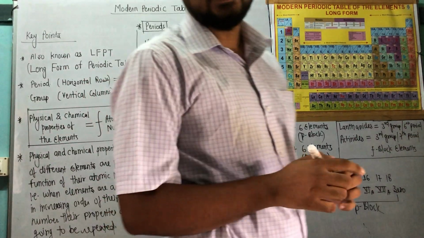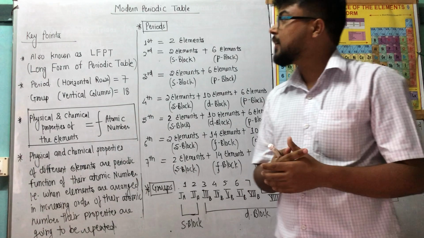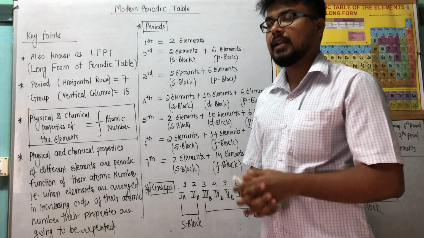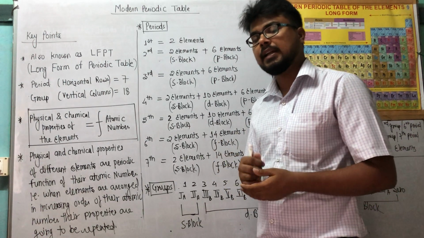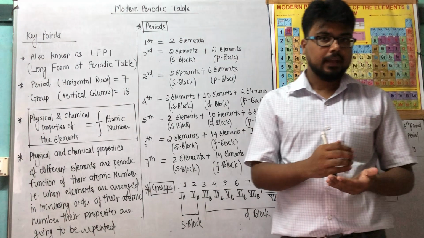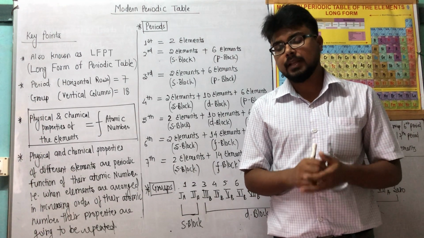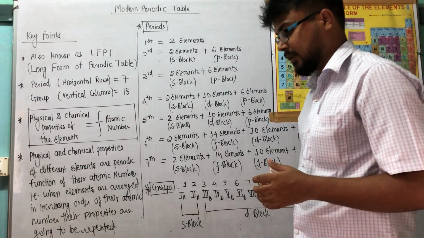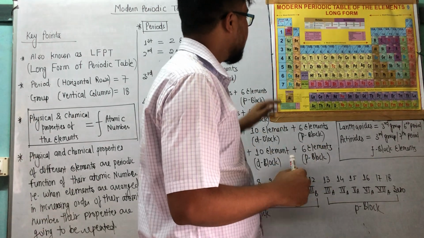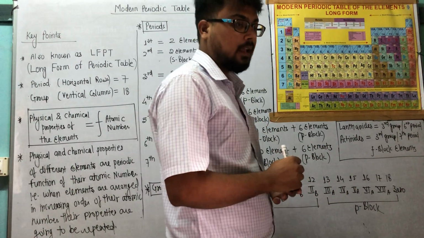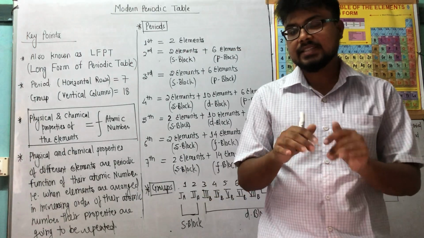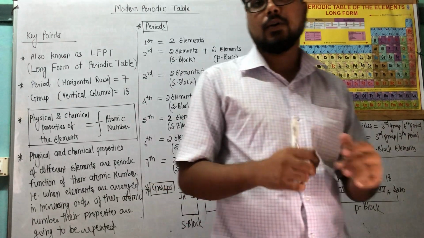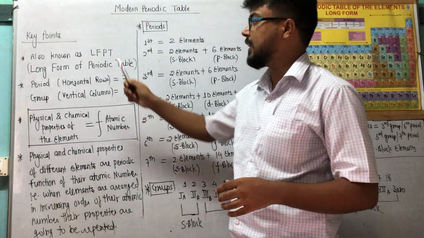Hello, my dear students. After the healthy discussion on the earlier approaches to the discovery of the periodic table, based on Dobereiner's triads, Newlands' law of octaves, and then Mendeleev's periodic table, now we are here for one more discussion that is based on the modern periodic table. See here, I already pasted the modern periodic table here, and when we search in Google, this periodic table comes first, right? This is the modern periodic table, also known as the long form of the periodic table or LFPT.